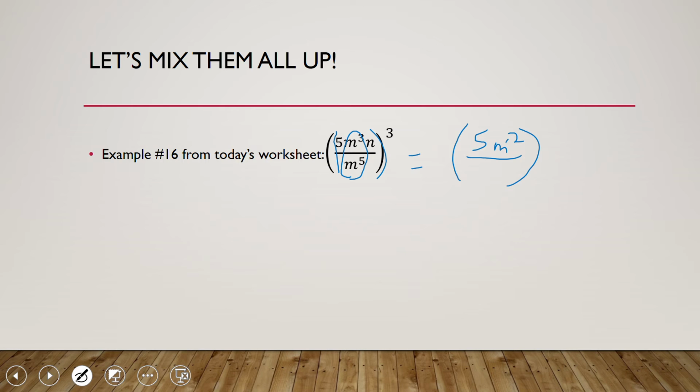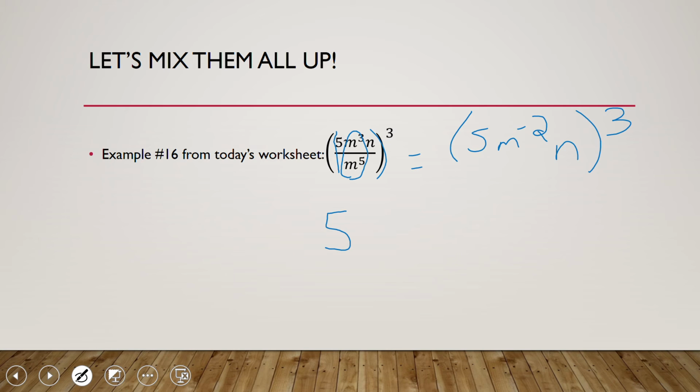And this looks terrible. I'm going to rewrite it. We'll have 5m to the power negative 2. The n doesn't change because there were no other n's inside to simplify. But then outside the parentheses, we still have the power 3. So now we need to work with that power 3 just like we did in the last problem.